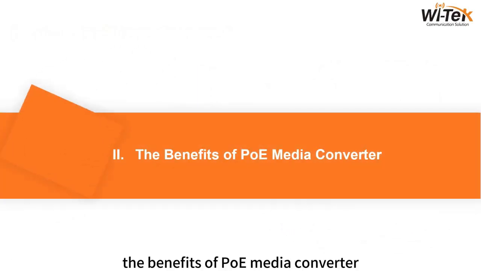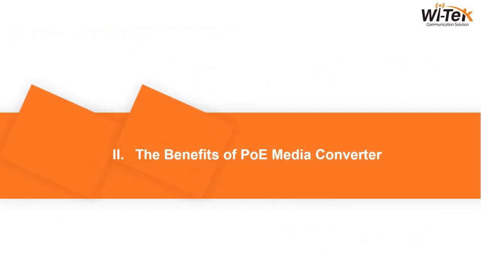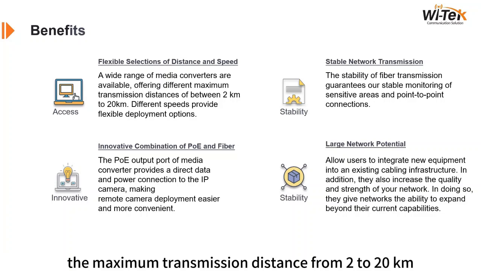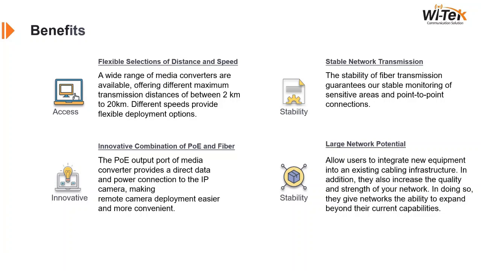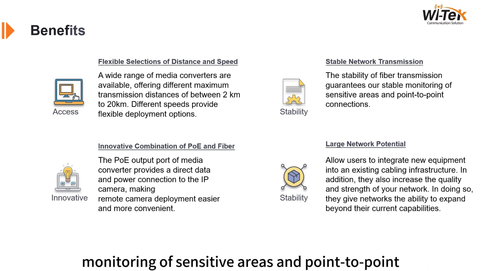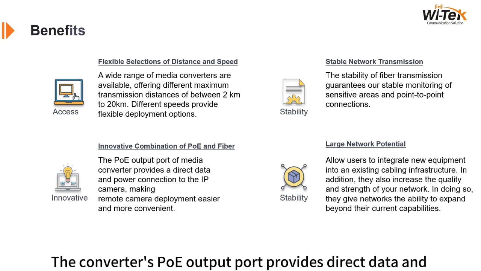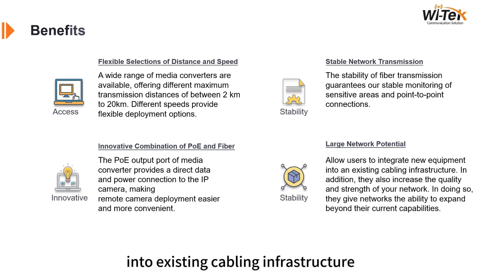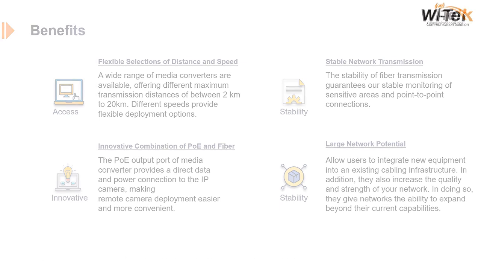Secondly, the benefits of PoE media converter. Here are the benefits. 1. The maximum transmission distance from 2 to 20 km. 2. The stability of fiber optic transmission guarantees stable monitoring of sensitive areas and point-to-point. 3. The converter's PoE output port provides direct data and power connections for the network camera. 4. Users can integrate new devices into existing cabling infrastructure.